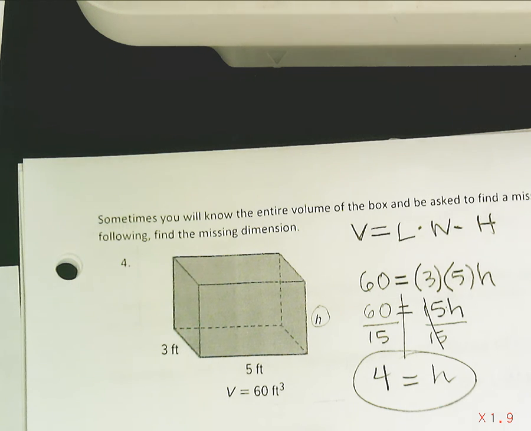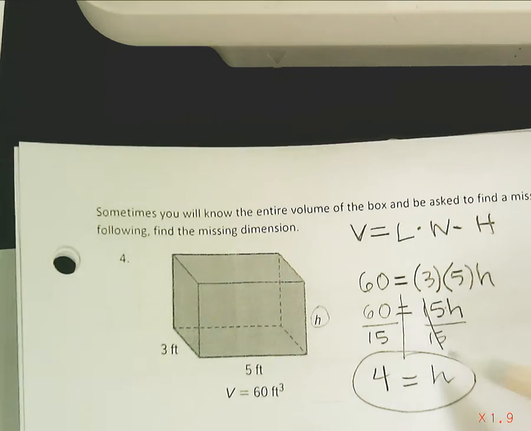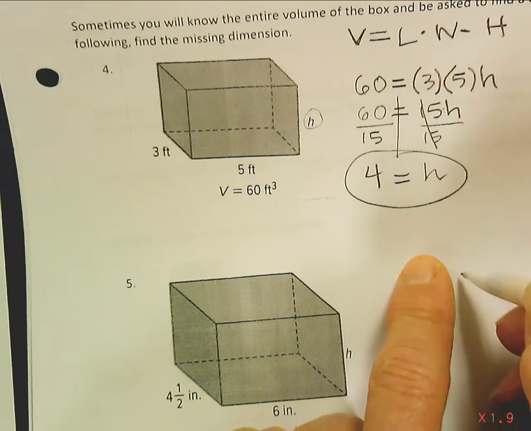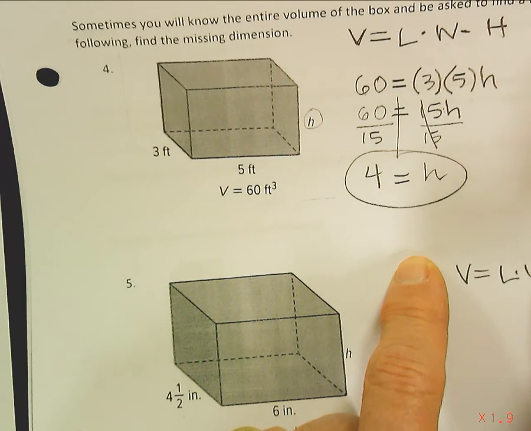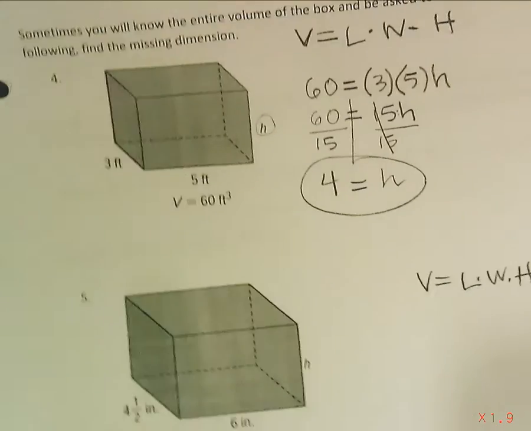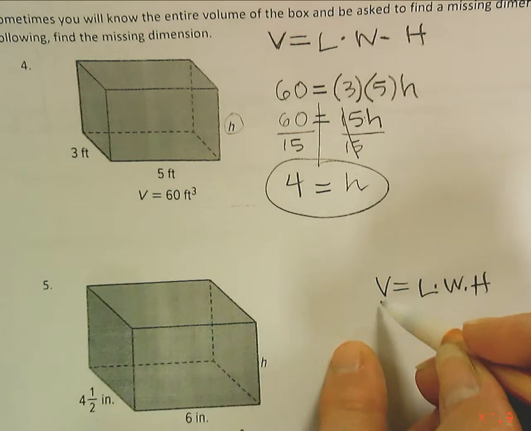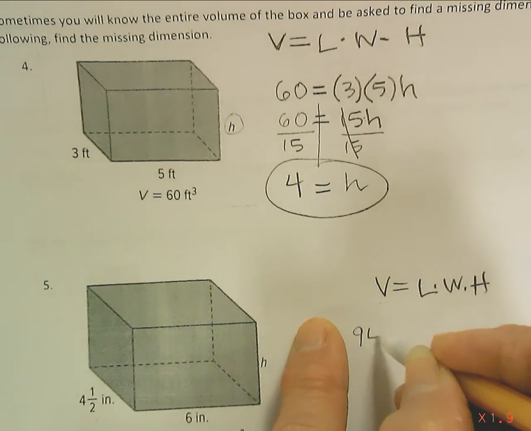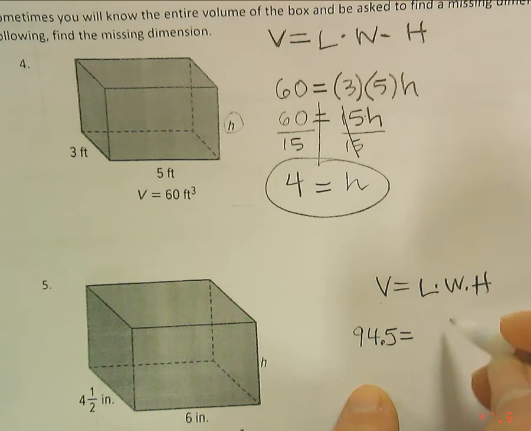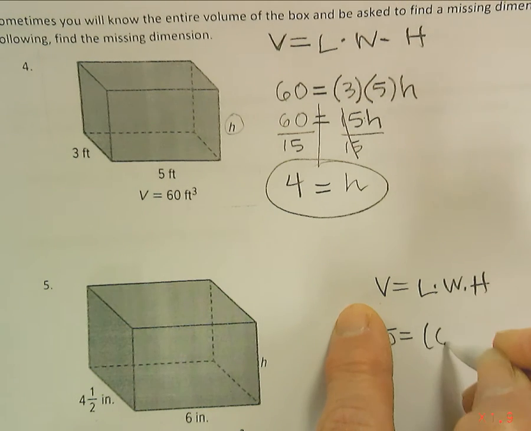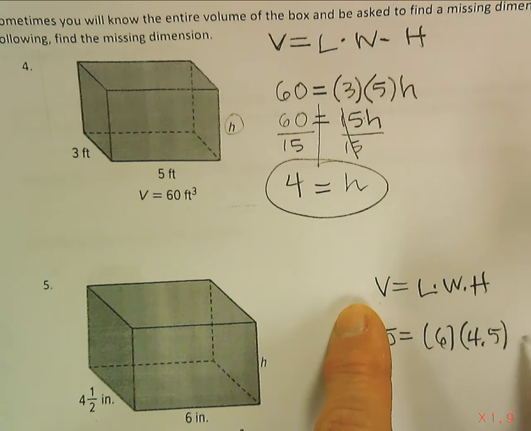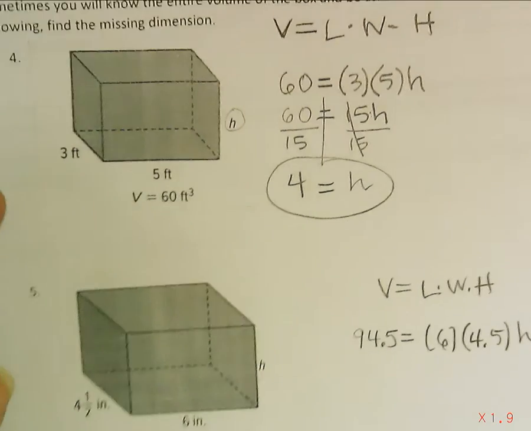When you're solving equations, you always do the opposite action. So, number 5. I'm going to start with the formula: volume equals length times width times height. And then I'm just going to put in the numbers that I do know. Do I know V? 94.5. Exactly. Do I know the length? 6. Do I know the width? 4.5. And the height is what I'm looking for, so I'm going to leave that as a variable.